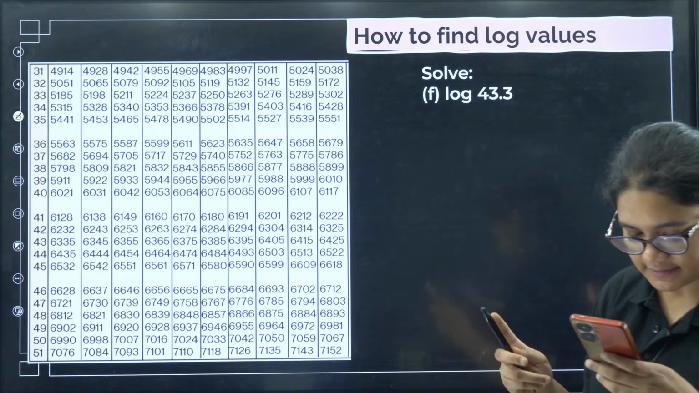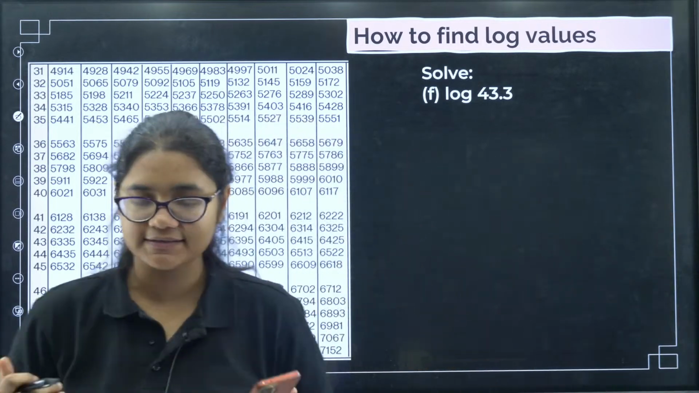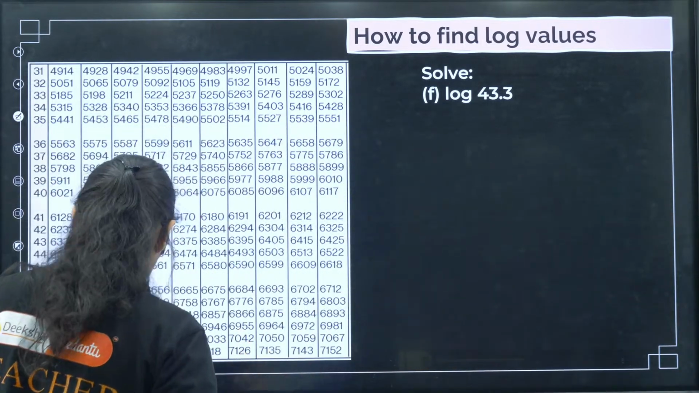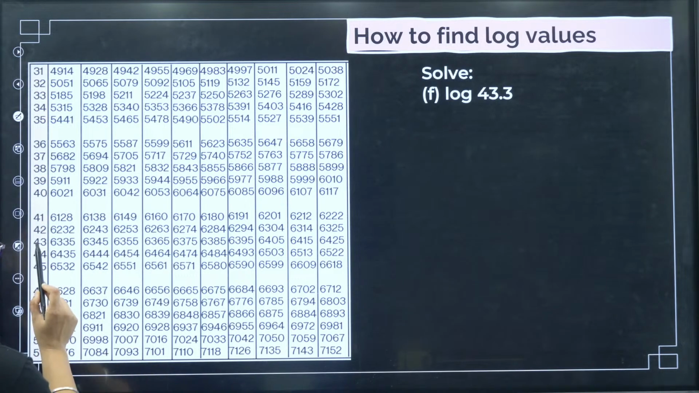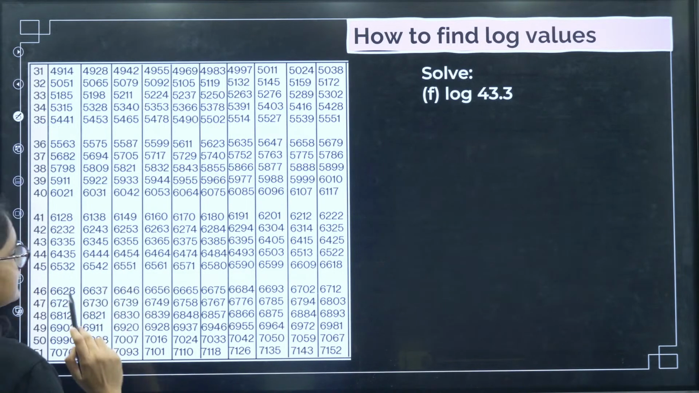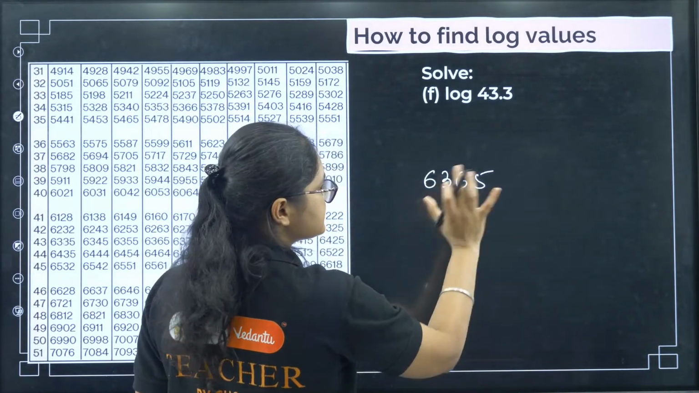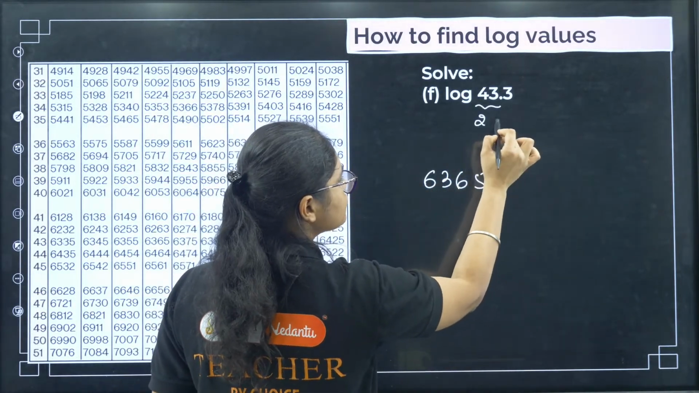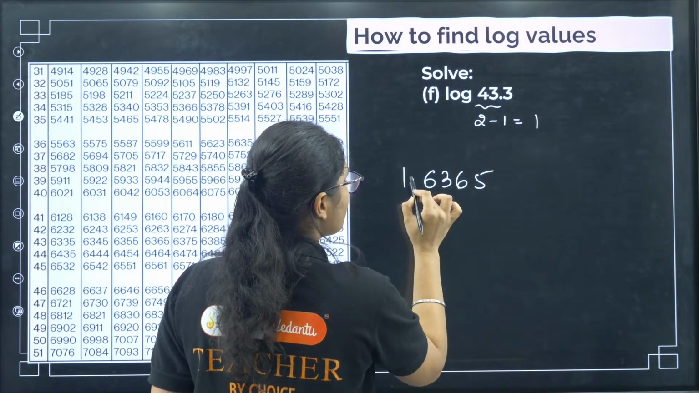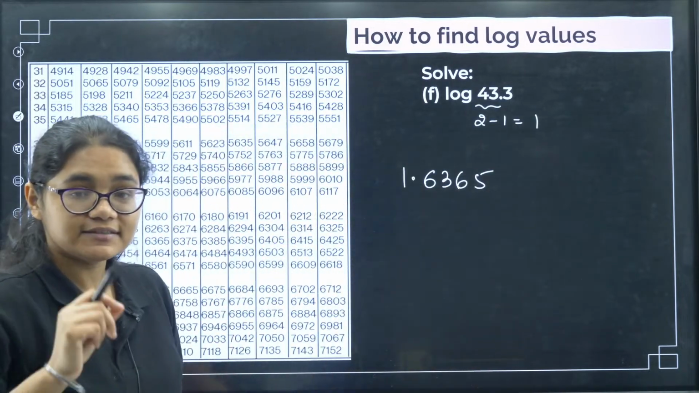Okay, I am getting an answer: 1.6365. Let us check once again. For 43.3, the digits are 4, 3, 3, so the log value is 6365. Then here I have 2 digits before the decimal, so 2 minus 1 is 1. So 1.6365. Okay, see the difference here.